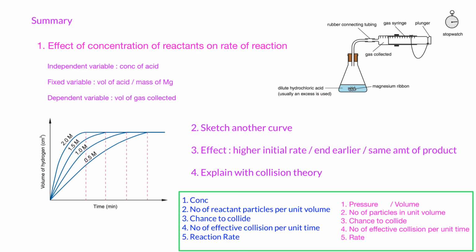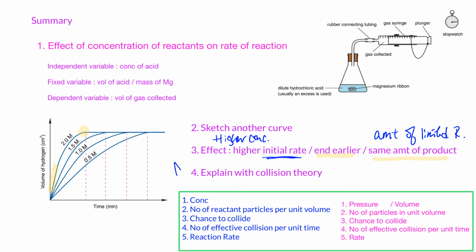So the effect is if we have a higher concentration, we'll notice that there will be a higher initial rate, and they will also end earlier. The amount of product is the same. This really depends on the amount of limiting reagent. In this case, we have the acid as the excess reagent. So even if you increase the concentration, it won't change the amount of product.